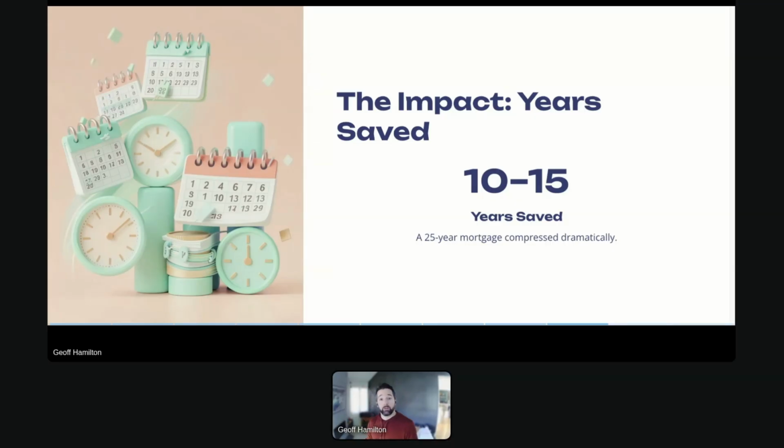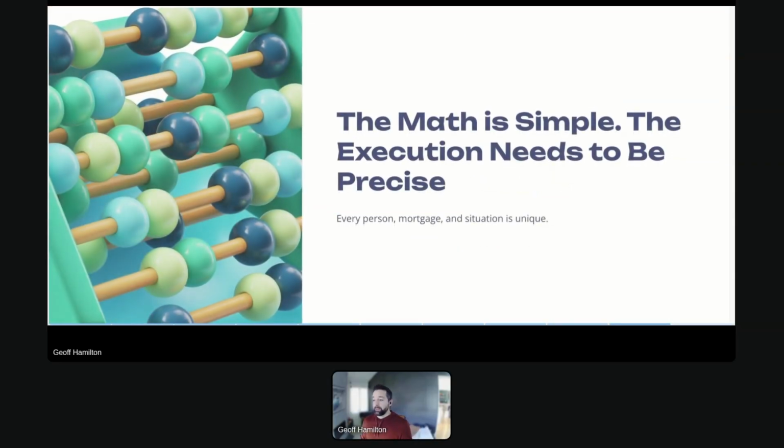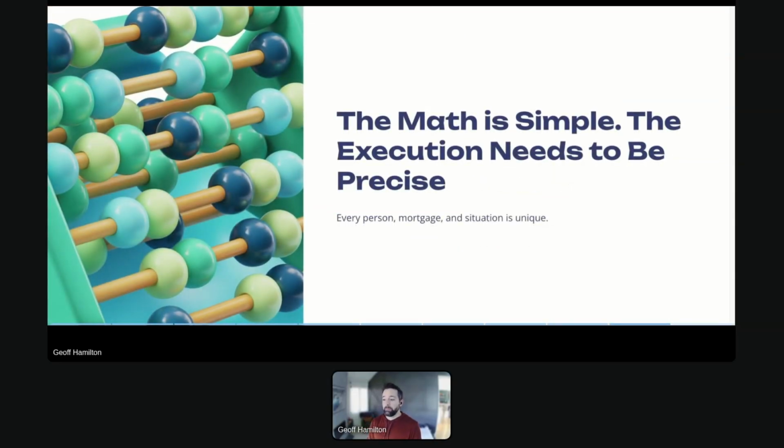Now, depending on how much you're investing each month, that's going to change dramatically. But if you do that, you can shave, in many cases, 5, 10, 15 years off of your mortgage because it does compound so quickly. So it can be a really, really good way to become debt free faster than any bank would tell you is possible. The math is simple, but the execution needs to be precise.